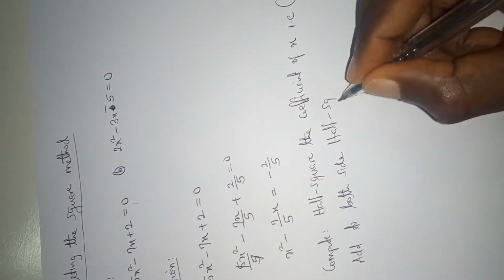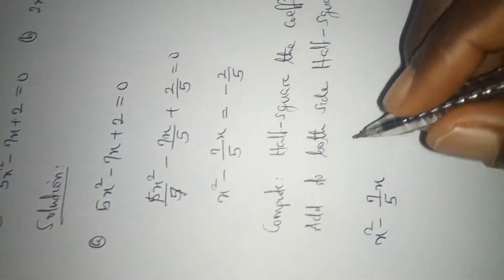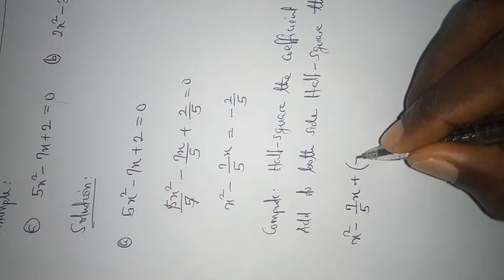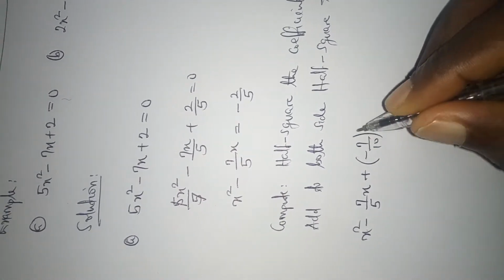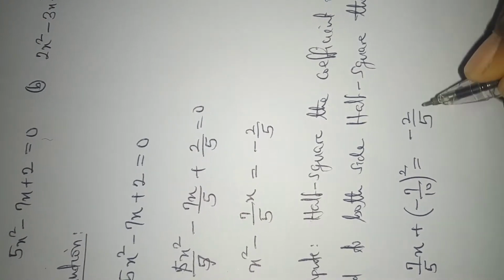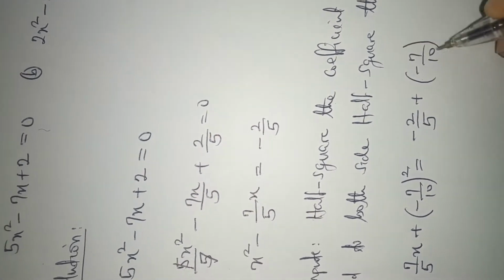Half square the coefficient of x. So we have x squared minus 7 over 5x plus bracket minus 7 over 10 squared equals minus 2 over 5 plus minus 7 over 10 squared.